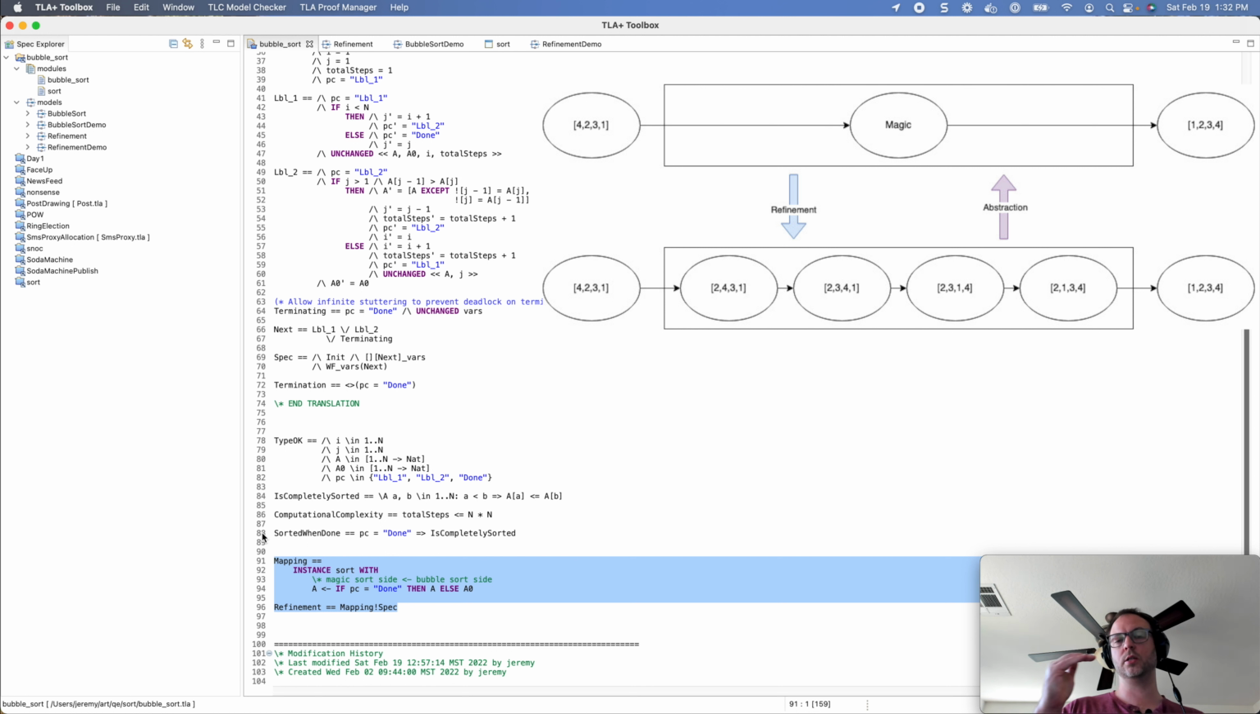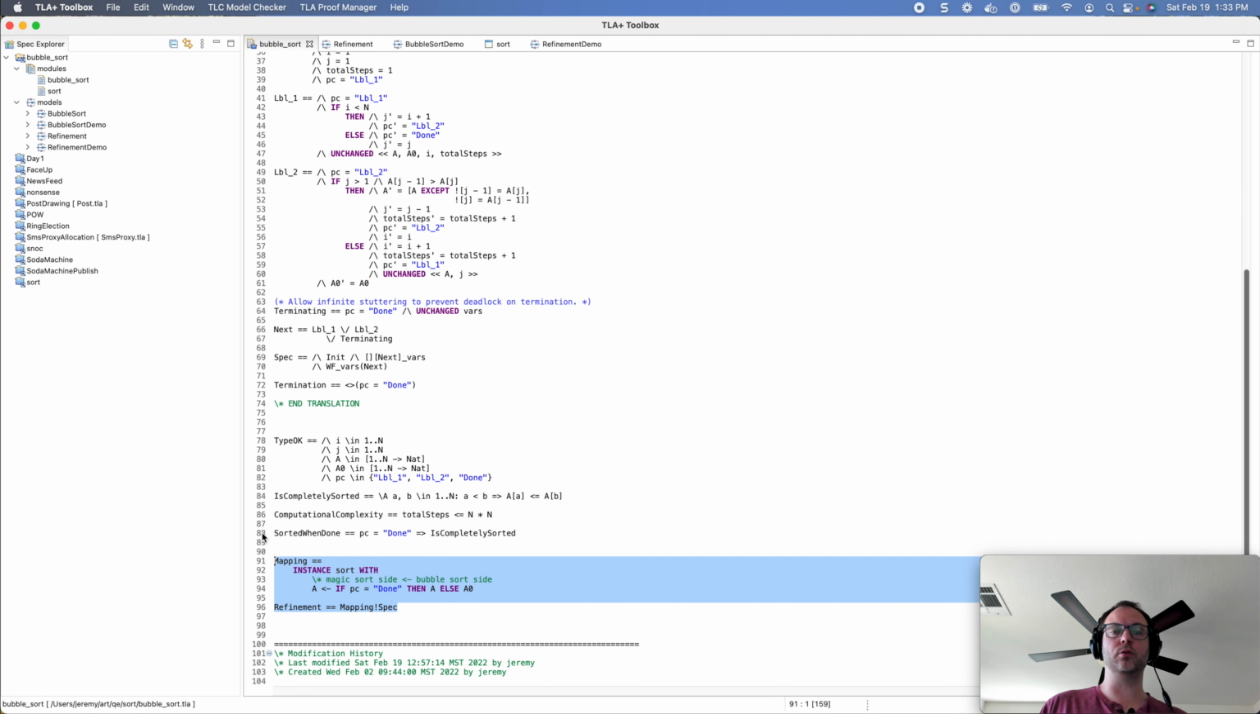So abstraction is just taking a system and tuning down the level of detail to make it simpler. Refinement is the exact opposite. It's taking a system and increasing the amount of detail to relate those two things. That's all there is to it, and TLC and TLA Plus allow us to check those two behaviors.